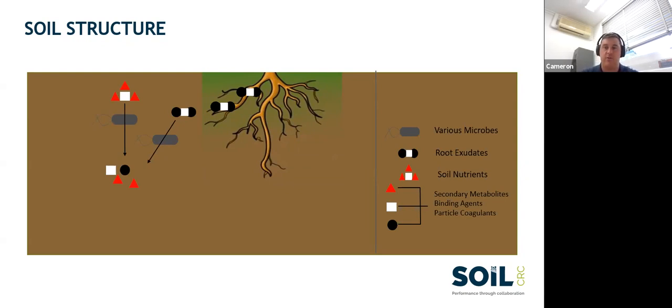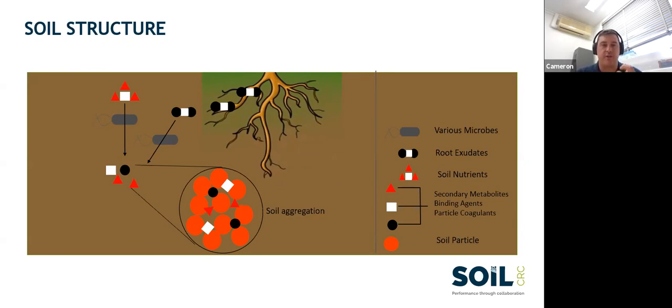They're broken down into secondary metabolites, and these are then used as binding agents or coagulants, and what you end up with is your soil aggregation, or an aggregate. And these form sort of little pockets of clumped nutrients, but also water, basically anything a microbe needs to live and survive. And same with the roots. The roots like to tap into these aggregates.